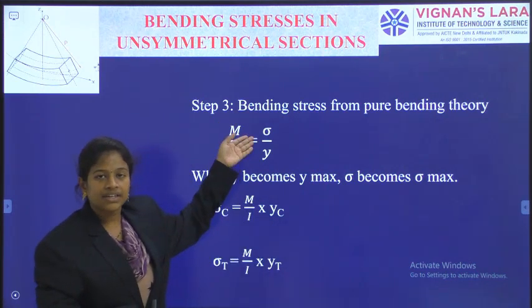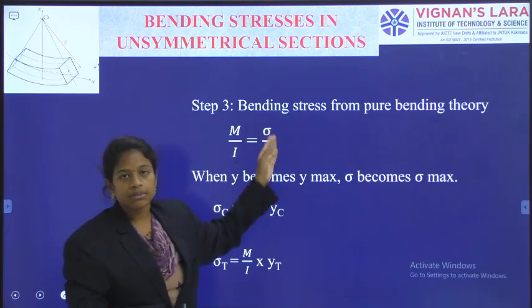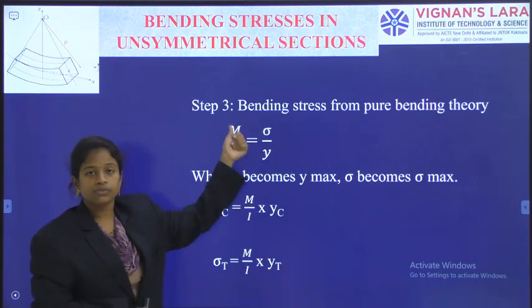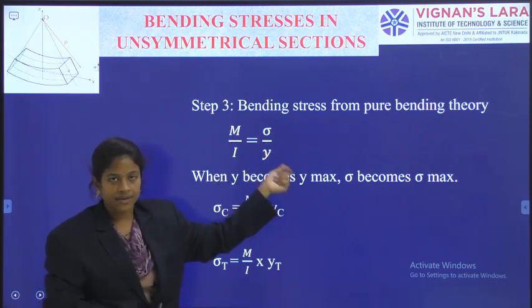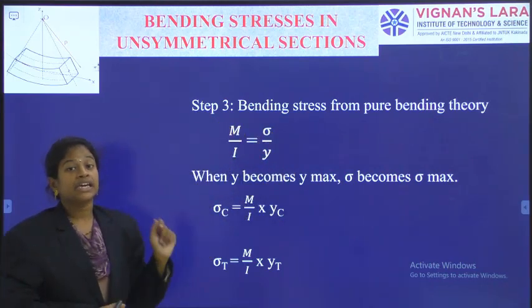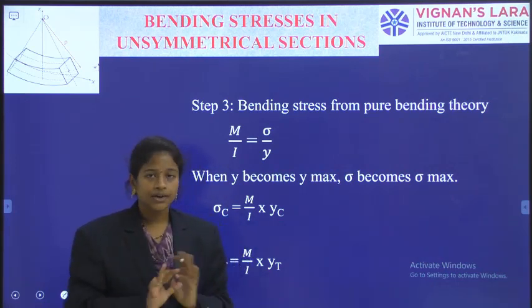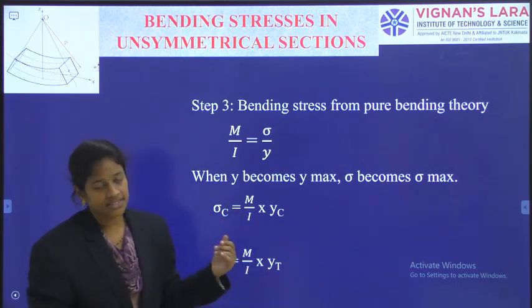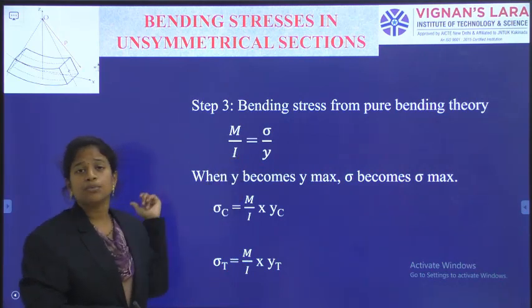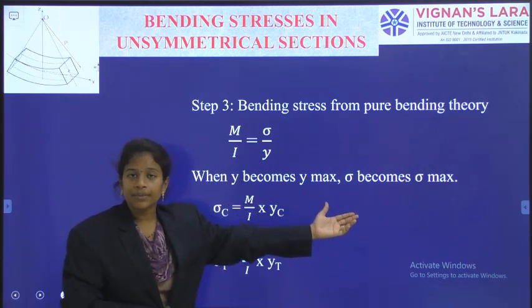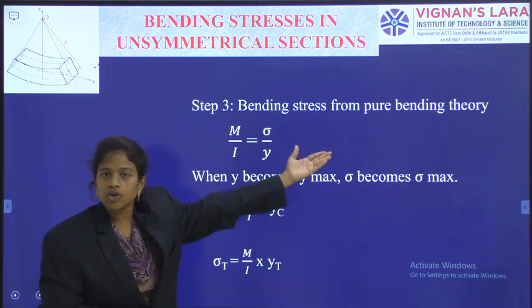That is giving the equation M by I is equal to sigma by y is equal to E by R. Leaving the last term and taking the first two terms only, M by I is equal to sigma by y. Here capital M needs to be calculated because they have given the loading, not the maximum moment answer. And capital I is the moment of inertia about the centroidal axis. Then y becomes y maximum, and sigma becomes sigma maximum, as you already know.